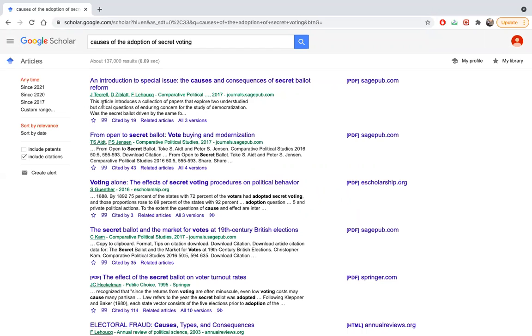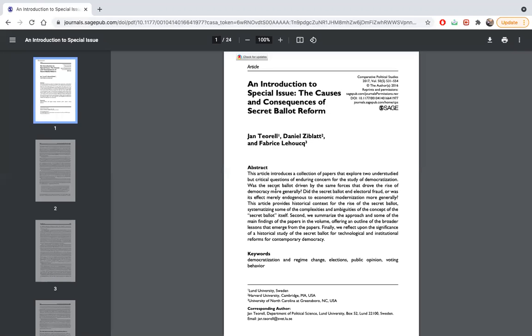Okay, so here's one right here. Teorell and Ziblatt from 2017 in Comparative Political Studies. This is an entire issue devoted to the causes and consequences of secret ballot reform. Very interesting. This entire issue would be relevant to my research design. This is a collection of papers that explore two understudied but critical questions of enduring concern for the study of democratization. Was the secret ballot driven by the same forces that drove the rise of democracy more generally? Did the secret ballot end electoral fraud, or was its effect merely endogenous to economic modernization more generally?